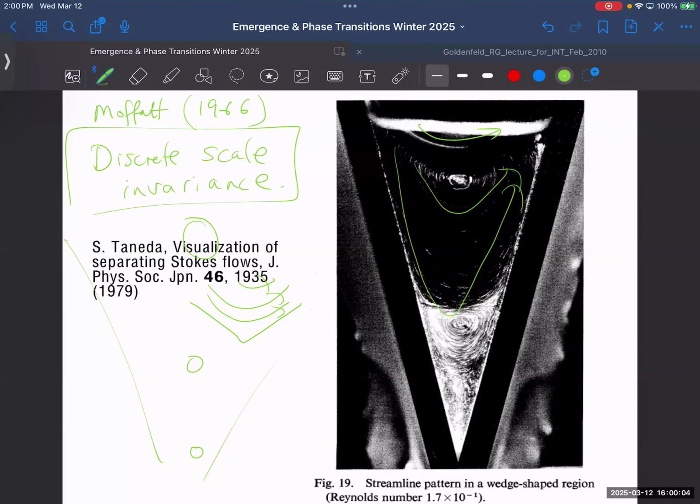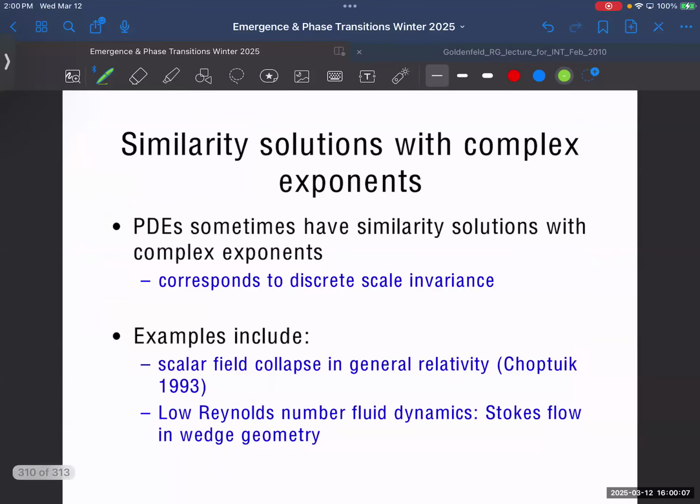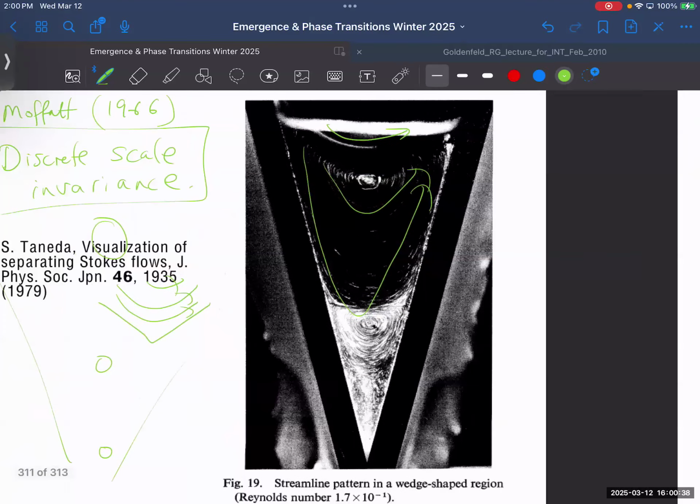It's fantastic. And the same thing happens if you have a scalar field collapsing to form a black hole in general relativity. The space-time also has this discrete scale invariance. So anyway, all of these things are basically similarity solutions with anomalous exponents, but the anomalous exponents are complex. Complex critical exponents, and that's what gives you this discrete scale invariance. Anyway, there's a whole lot to see there. There's a whole lot to do.